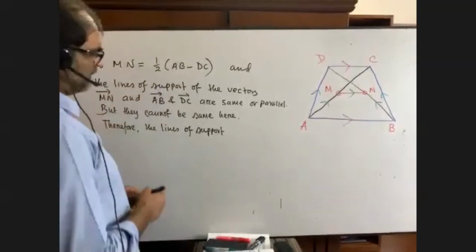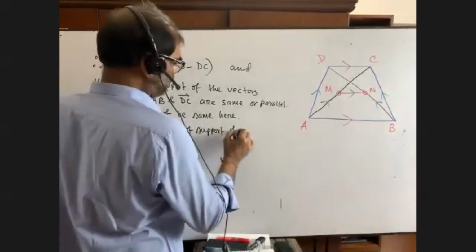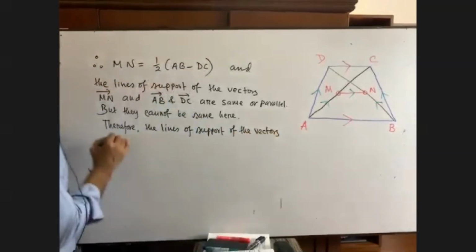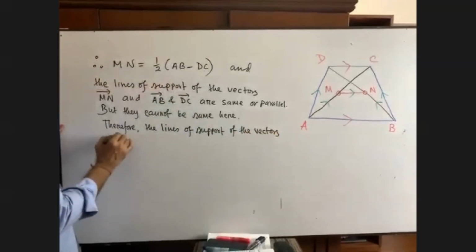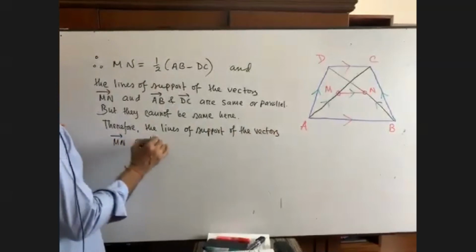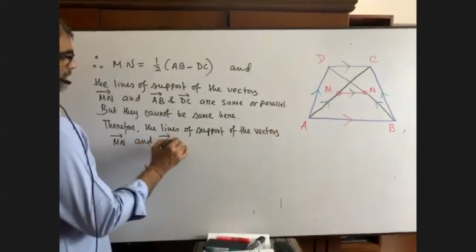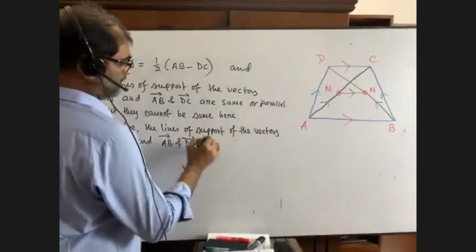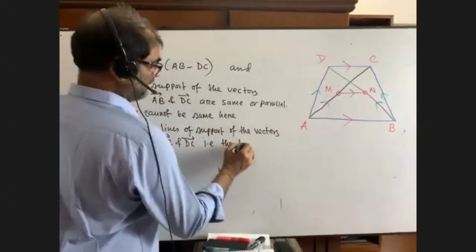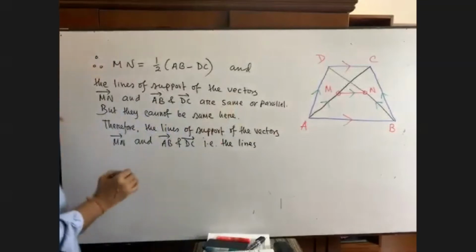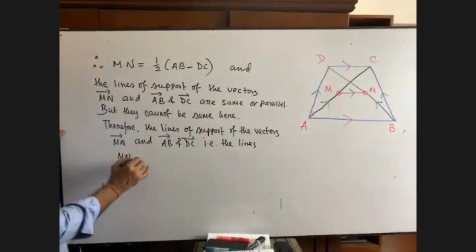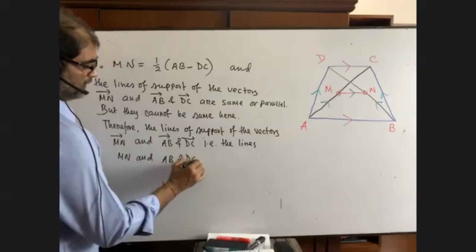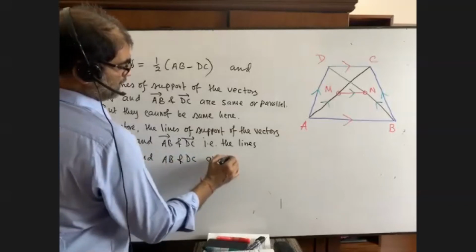Therefore, the lines of support of the vectors MN and AB and DC, that is the lines. Now here the word lines: MN and AB and DC are parallel. So we are done.